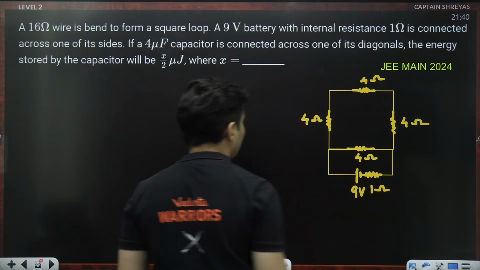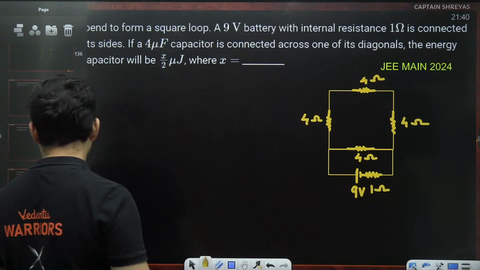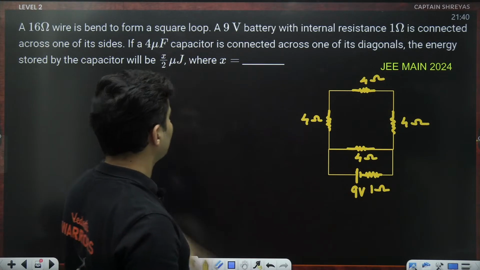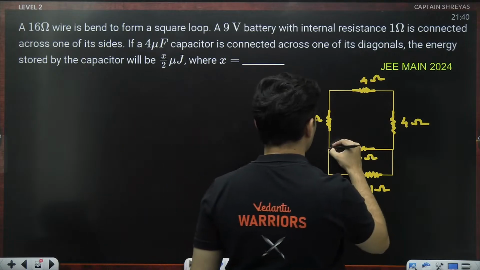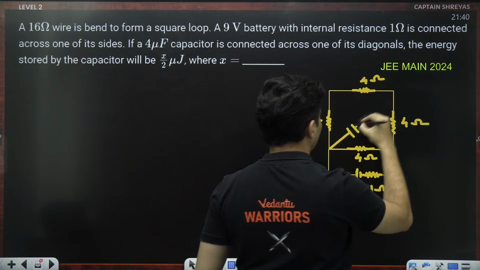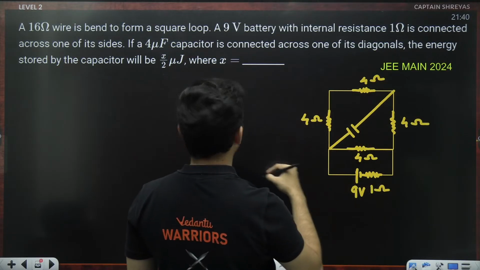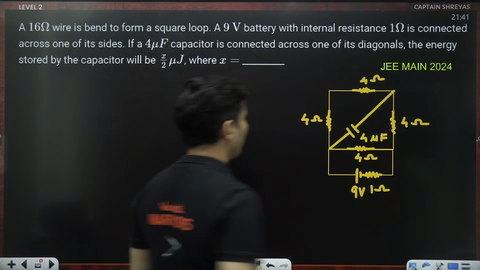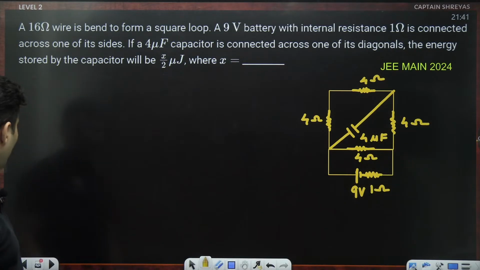Okay, this is one thing. Now, what you have done is you have connected a capacitor also, across one of its diagonals, doesn't matter which diagonal. So let's say this is this capacitor which is connected across this point. How much? 4 microfarad. Everything is like 4, 4, 4, 4. Okay, very nice. So the question is, what is the energy stored across the capacitor?